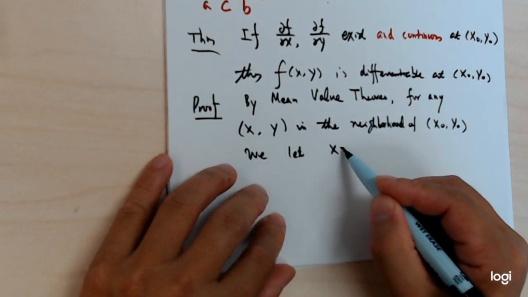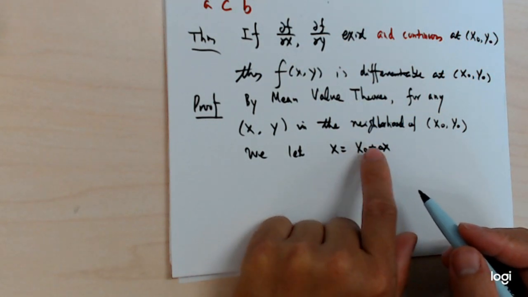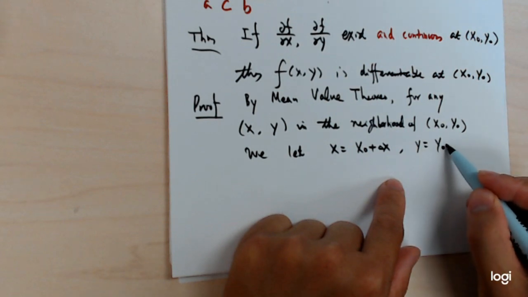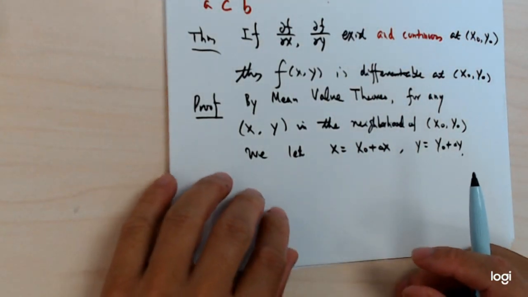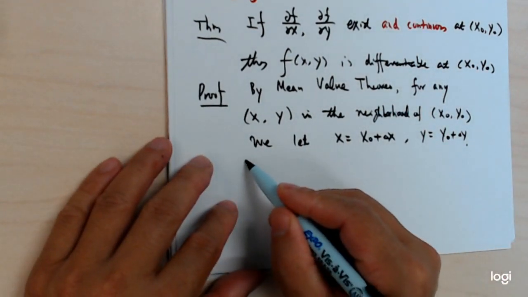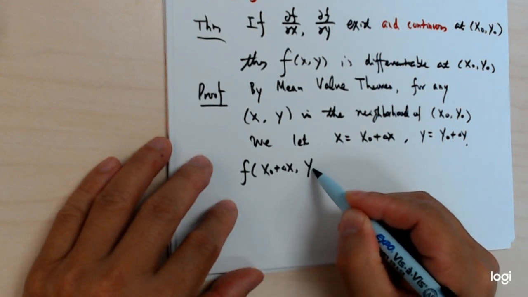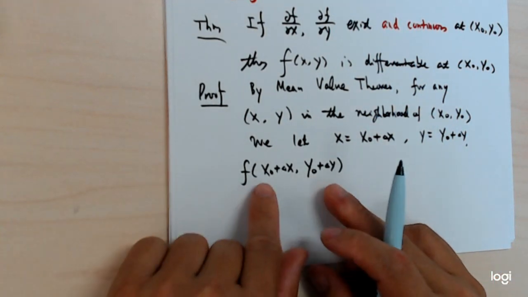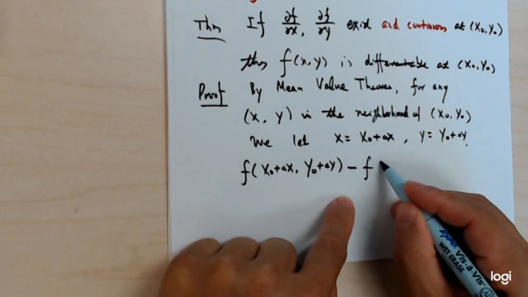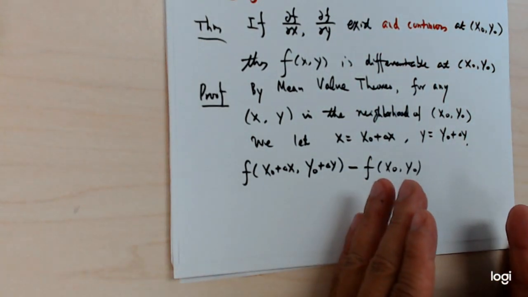So we can let x be a little bit different from x naught. That's the perturbation here. And y to be y naught plus delta y. Because our goal here is to prove this is what? Differentiable. So you look up the definition, which requires us to calculate this difference here. That's the function's value at x and y minus the function's value at x naught, y naught. I want to calculate this and show you the nonlinear part goes to 0.